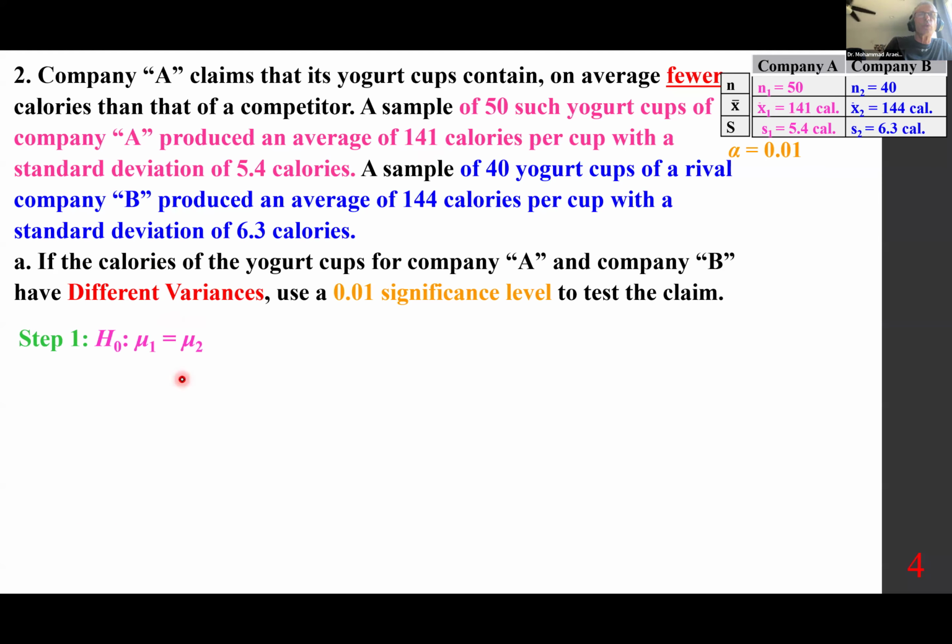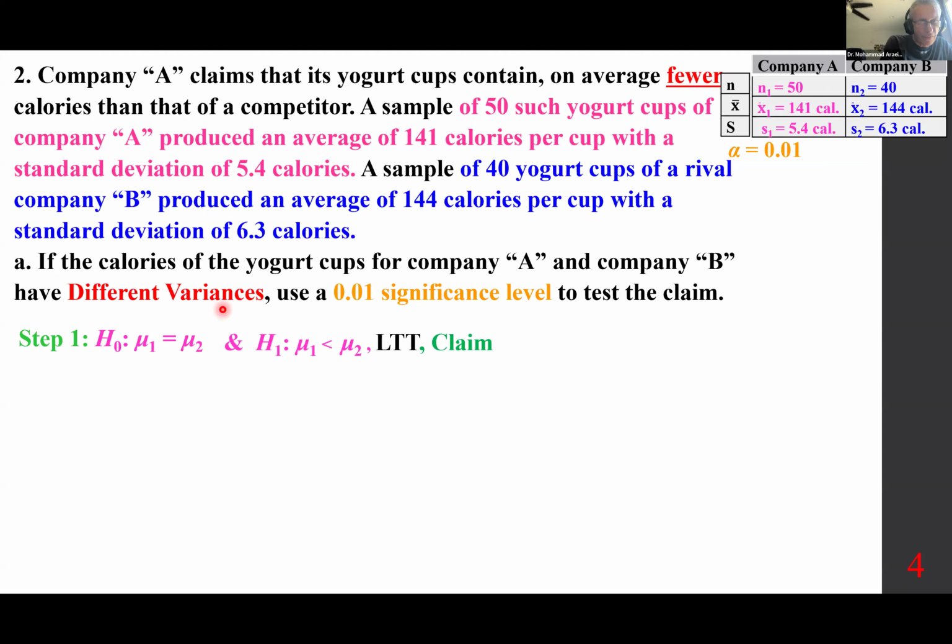And so H0: mu1 equals mu2. What is H1? We are claiming fewer, so H1: mu1 is less than mu2. This has got nothing to do with H1, okay? This has got to do with test statistics. So H1: mu1 is less than mu2, which makes it a claim and makes it a left-tail test.